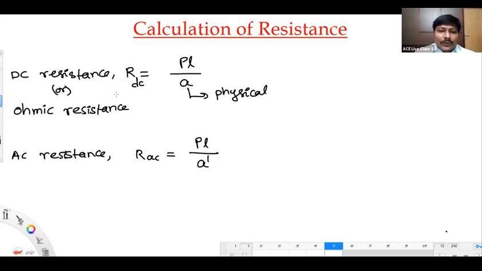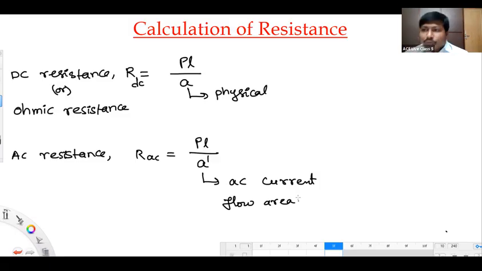Dinesh Kumar, please ask your doubt in the doubt session. I will explain about it. Capacitance, it's a simple thing only. Look here: R_AC equals rho L by A dash. This A dash is the area through which the AC current is passing. AC current flow area.